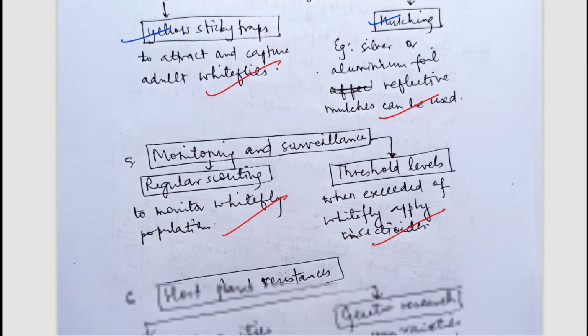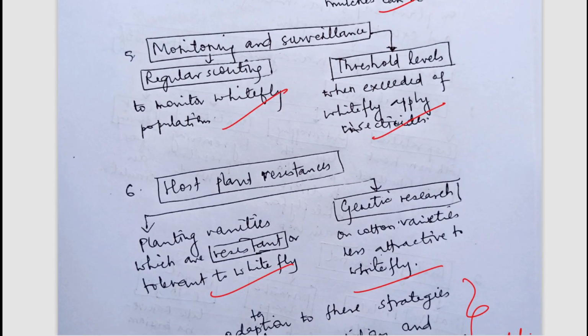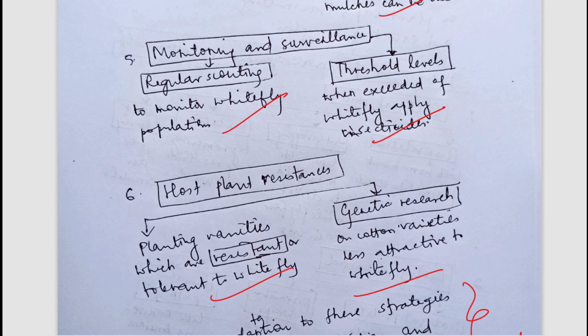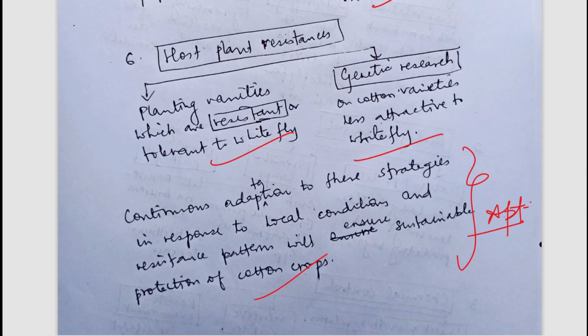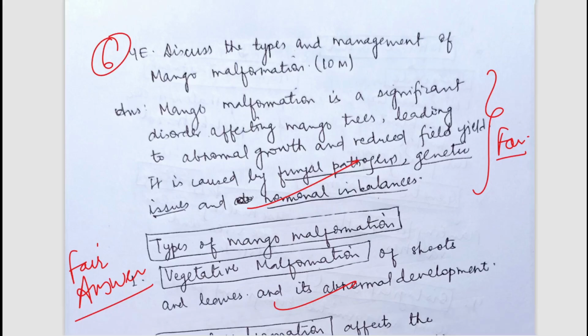Mulching can be used. We need to do proper monitoring and surveillance, because by proper monitoring you can understand and establish a threshold level, and whenever you see that the population is exceeding that threshold level, you can apply the control methods. So a fairly written answer, you can pause and read it. Now let's move to the next question.